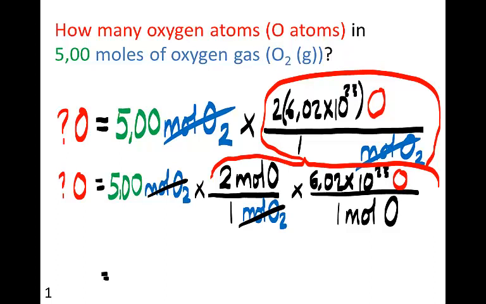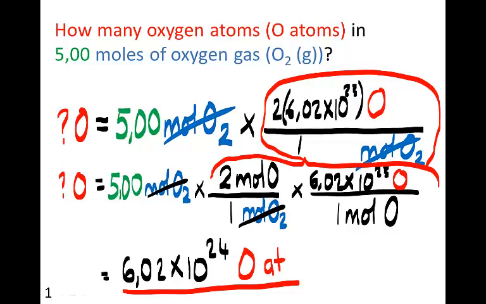So let's calculate that. 5 times 2 times 6.02 times 10 to the power 23. And it's actually obvious because it's going to be 10 times 6.02 times 10 to the power 23, which is then 6.02 times 10 to the power 24 O atoms. If you want to emphasize it, you can say O atoms.